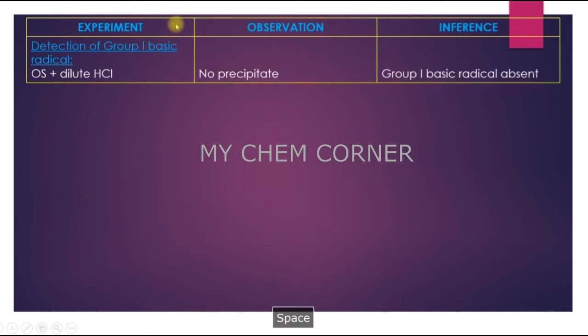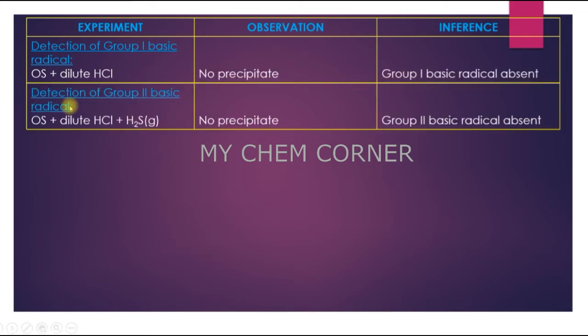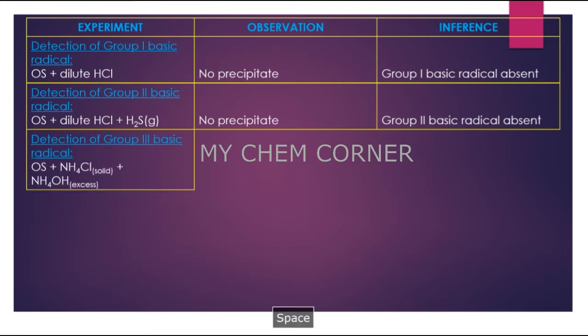Now group 1 and group 2 basic radicals are going to be absent for class 11 and 12, or first PU and second PU, because they contain radicals which require a separate procedure altogether. They are more interfering radicals, cations which are bigger in size, so their procedure is different. So we are not going to do group 1 and group 2 at all, but we need to write the procedure in our record books and observations. For group 1, we need OS plus dilute HCl. There is no precipitate. When you move to group 2, the same reagents as group 1, only you add extra H2S. We need to write the procedure in your book, but we will not perform it. So after group 0, we directly move into group 3.